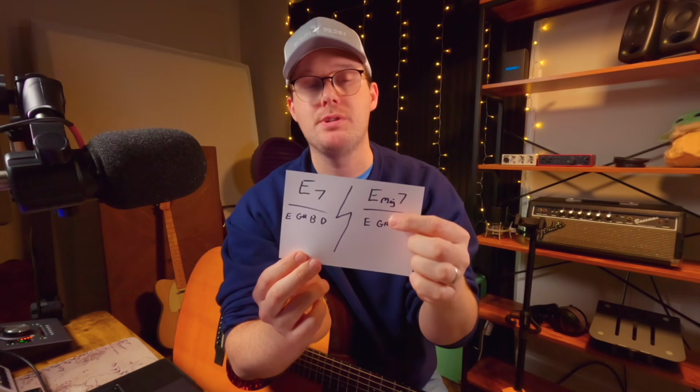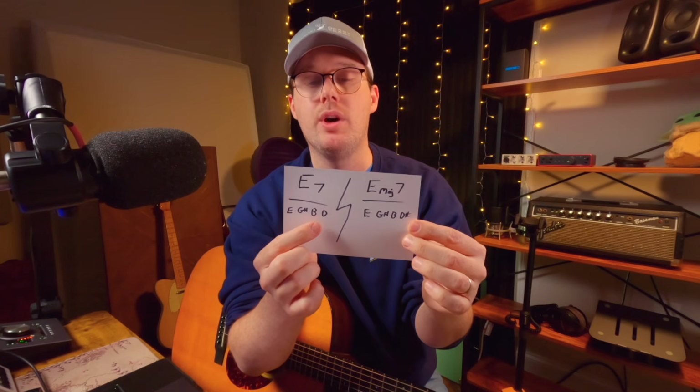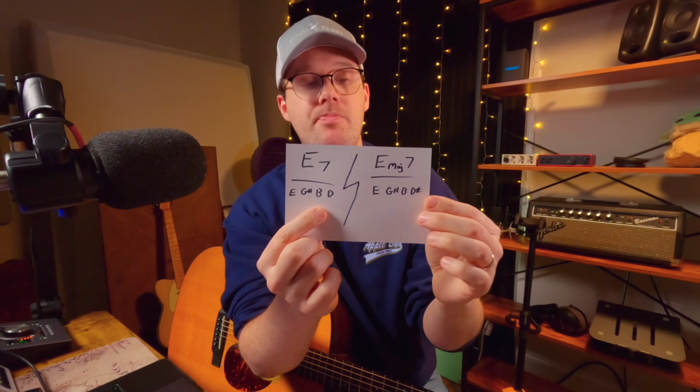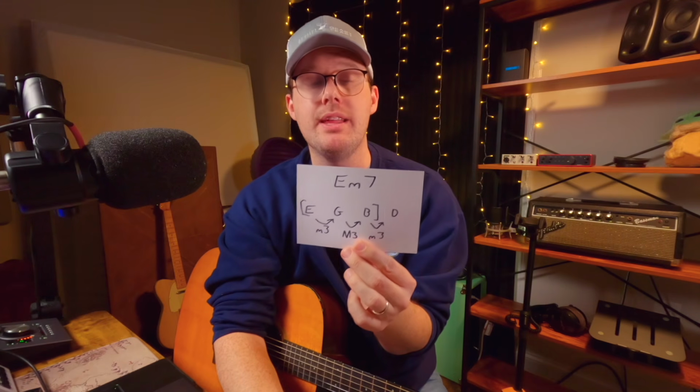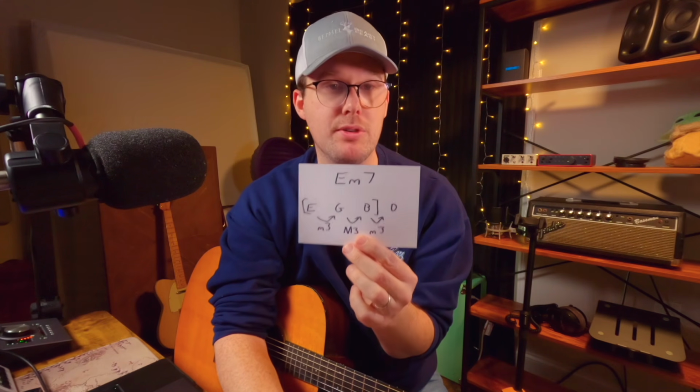Then we have the major 7 chord. E major 7 is E, G sharp, B, D sharp. What's the difference? Well, one of them you've got D natural, the other one you've got D sharp. There's one more type of 7 chord, and that is going to be the minor 7 chord.